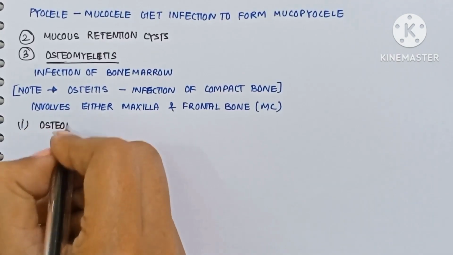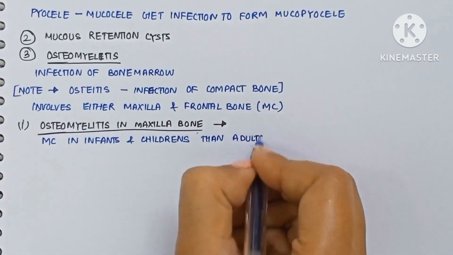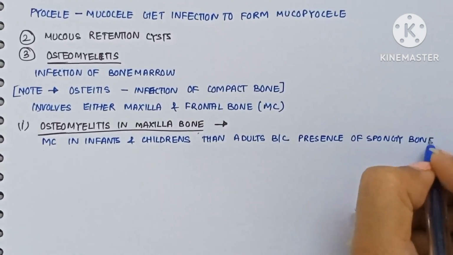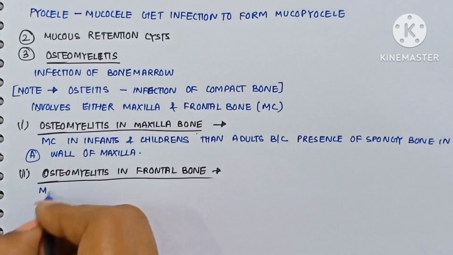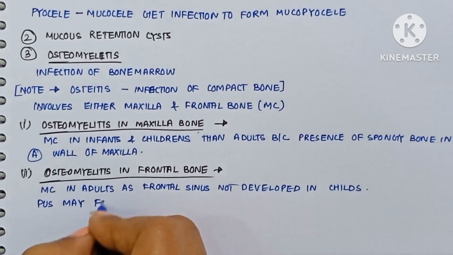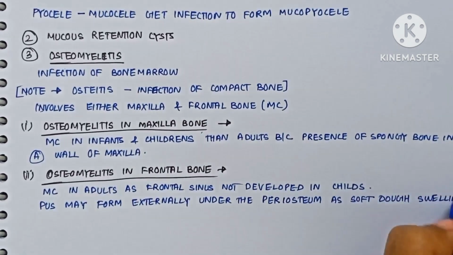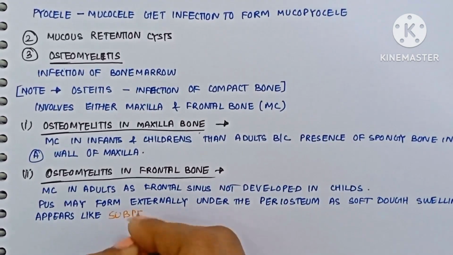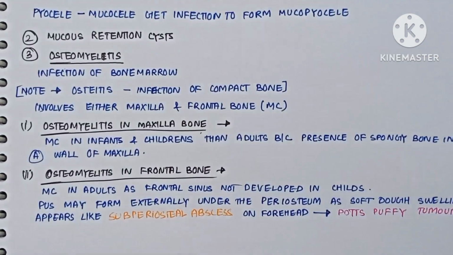First is the osteomyelitis in the maxilla bone, which is more common in infants and children than adults because of the presence of spongy bone in the anterior wall of the maxilla. The second is the osteomyelitis in the frontal bone, which is most common in adults as the frontal sinus is not developed in children. The pus may form externally under the periosteum as a soft dough swelling, appearing like a subperiosteal abscess on the forehead, which is known as Pott's puffy tumor. This is a case of chronic frontal sinusitis presenting with a fistula in the floor of the sinus.